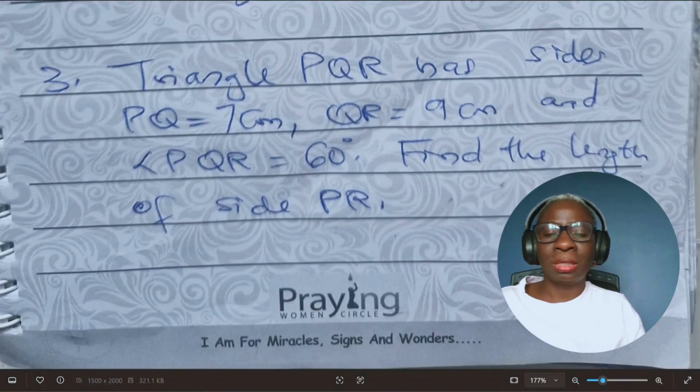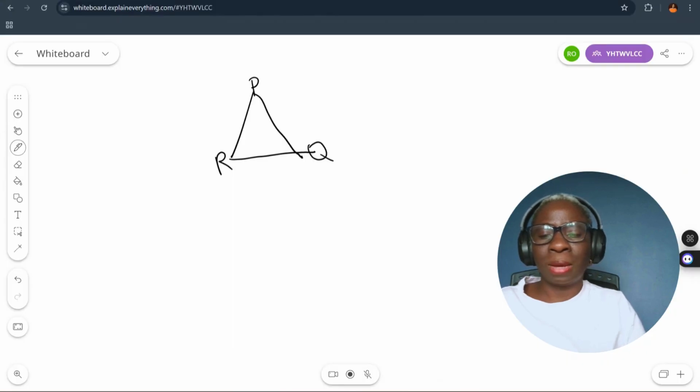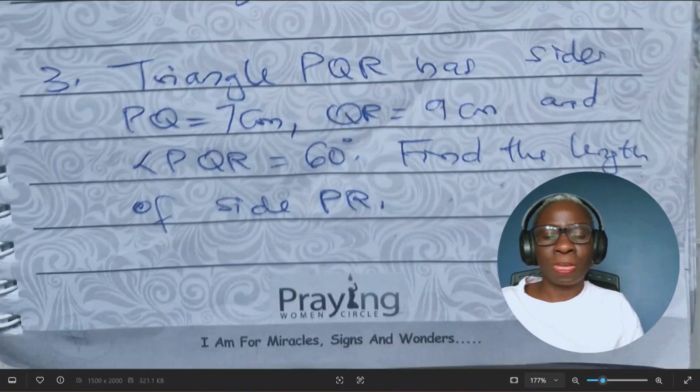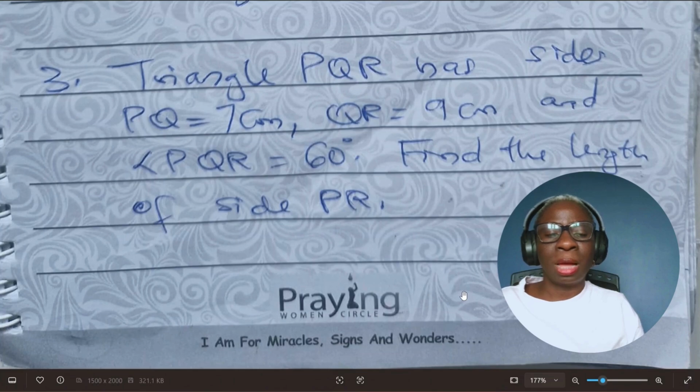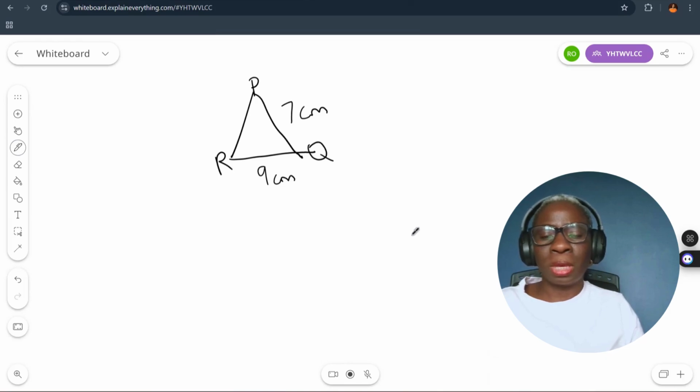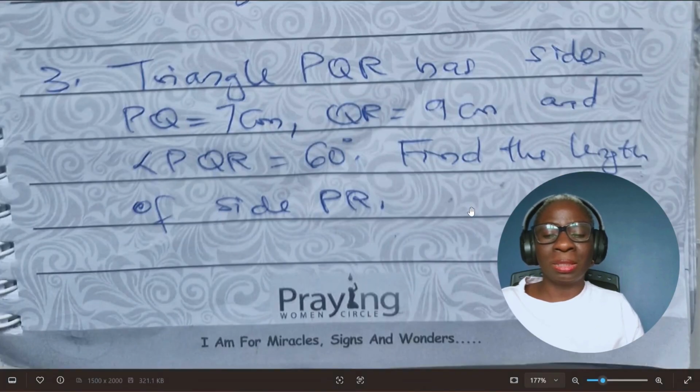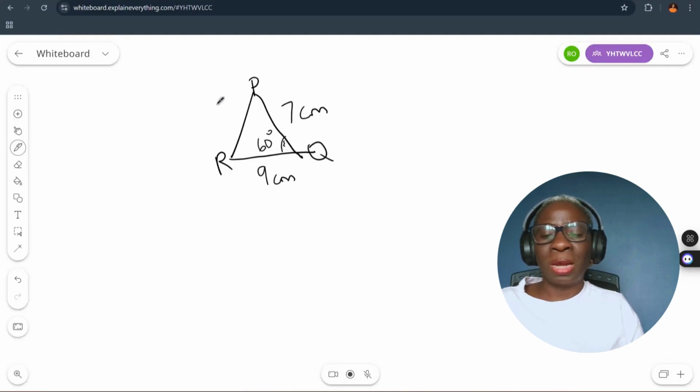And the question says triangle PQR has sides PQ equal to 7 centimeter, QR is 9 centimeter, and then angle PQR is 60 degrees. Angle PQR, this is the angle. It is 60 degrees. So we are to find the length of side PR. We are to find this side PR.